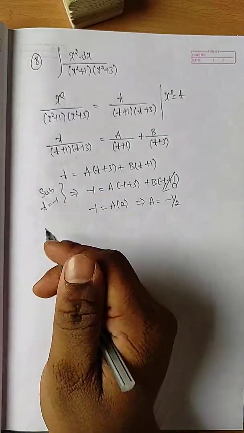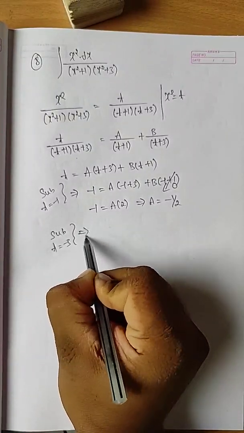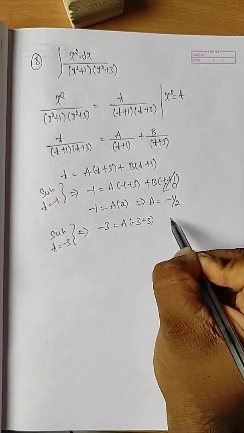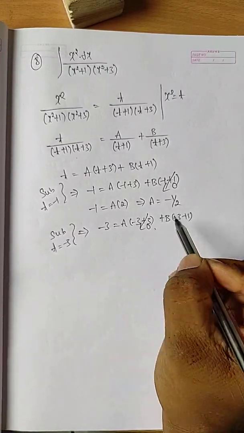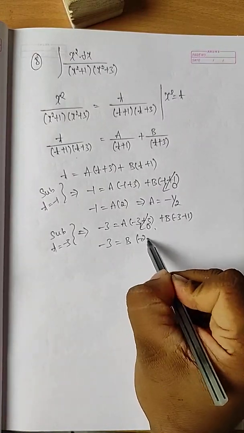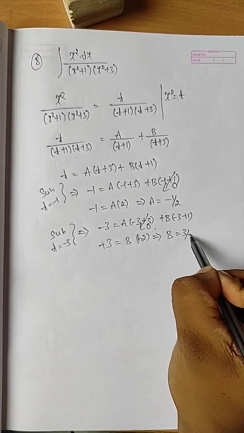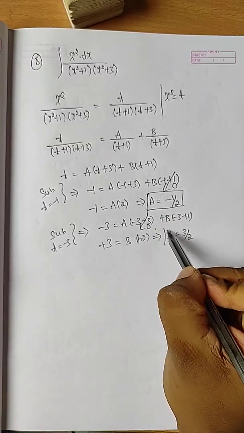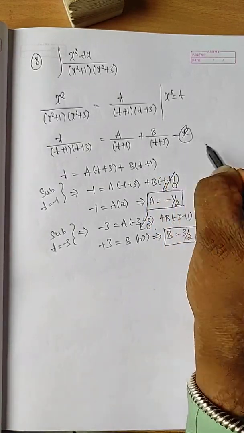For t plus 3, what should we substitute to make it 0? You want to substitute t is equal to minus 3. If you substitute t is equal to minus 3, minus 3 is equal to a into minus 3 plus 3 plus b into minus 3 plus 1. What is minus 3 plus 3? It is 0, and 0 times anything is 0. So minus 3 is equal to b into minus 3 plus 1, which is minus 2. Minus cancels. What is b here? B is 3 by 2. Here a is minus 1 by 2 and b is 3 by 2. Substitute a and b in the star.